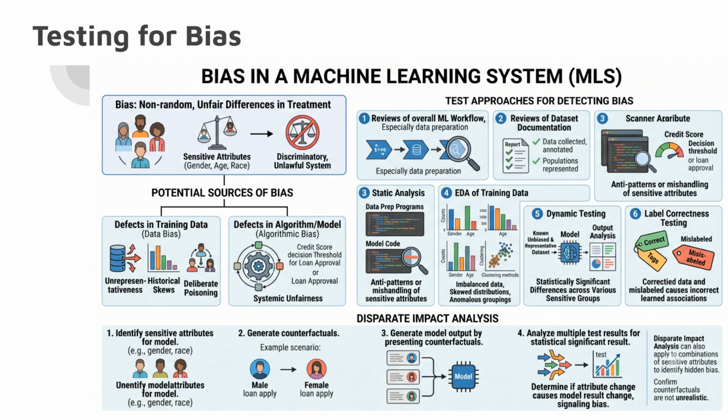Note, disparate impact analysis can also be applied to combinations of sensitive attributes, allowing hidden bias associated with attribute combinations to be identified. However, take care to confirm that counterfactual examples are not unrealistic, as the model may then respond to them rather than to any underlying bias.